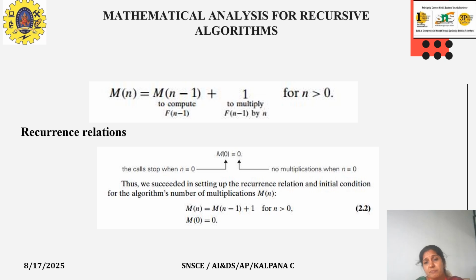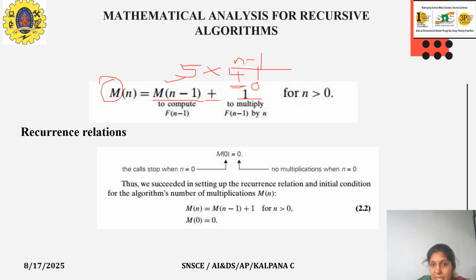So next, with the help of the basic operation, I am mentioning this M is nothing but multiplication. M of n is equal to M of n minus 1 plus 1, which means just consider 5 into 4 factorial, as I told. This 4 factorial can be written as n minus 1 if n is 5. So, M of n minus 1 is the number of multiplications I need, plus 1 multiplication, which is nothing but this one, into 5.